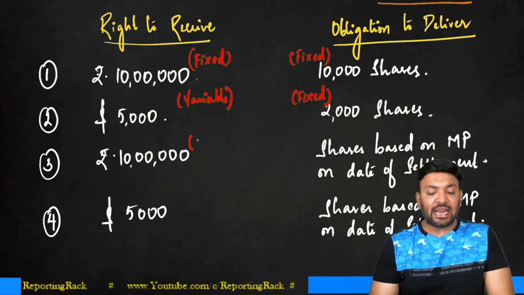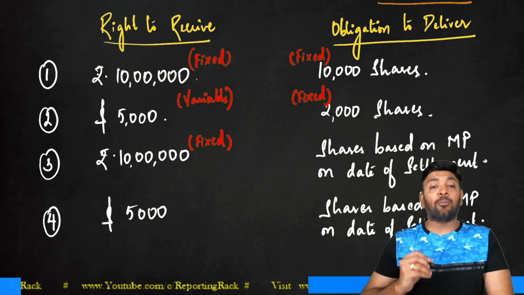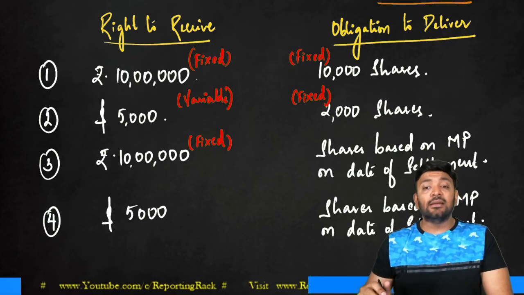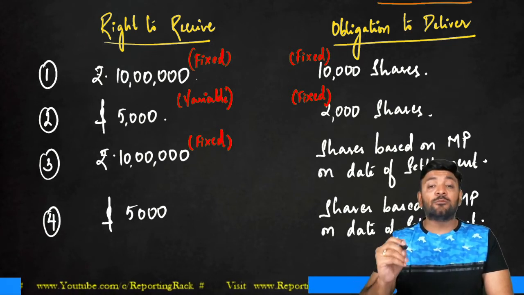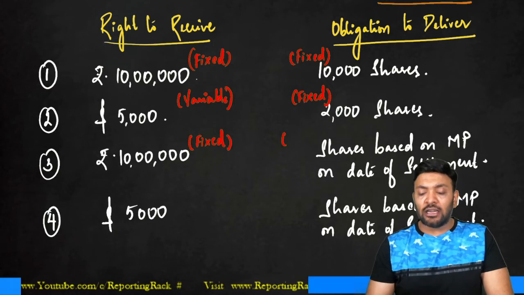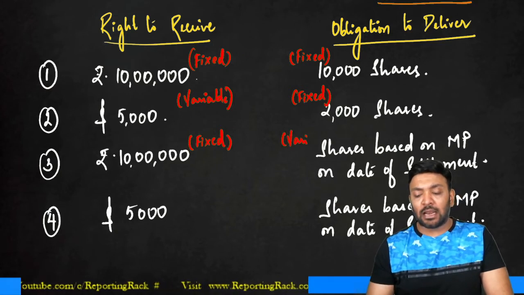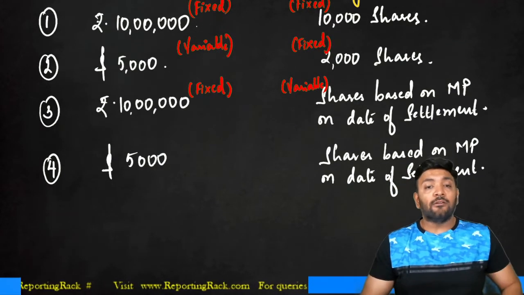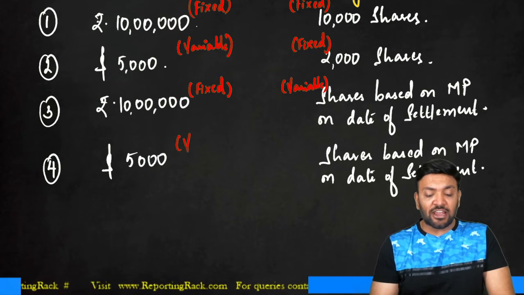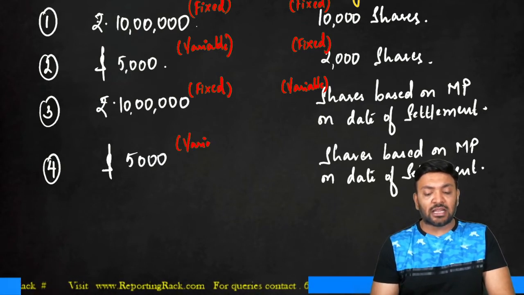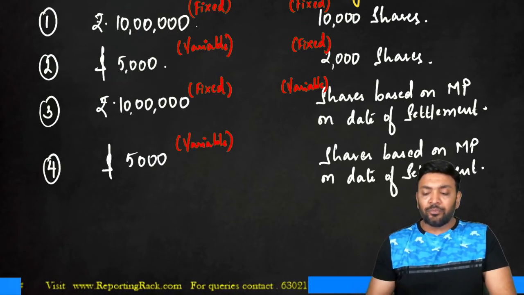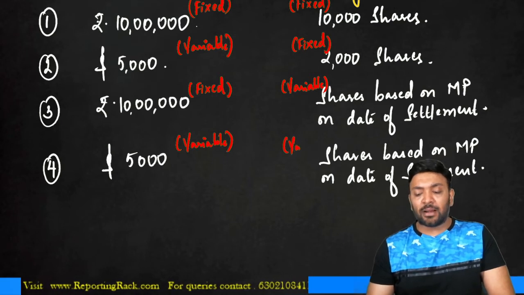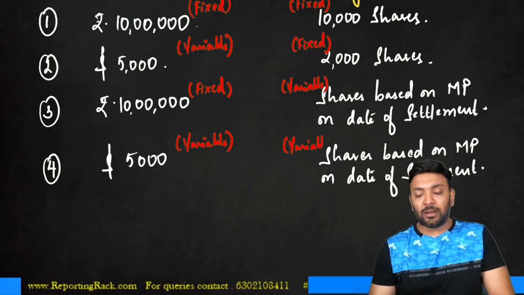Right to receive 10 lakh rupees is a fixed right. There's no change in the amount. The amount is 10 lakhs. But the shares which I will issue are based on the market price on date of settlement. Therefore, the number of shares is variable and will depend on the market price on the date of settlement. $5,000 is a variable consideration because it depends on the exchange rate of the dollar. And even my shares are also variable.